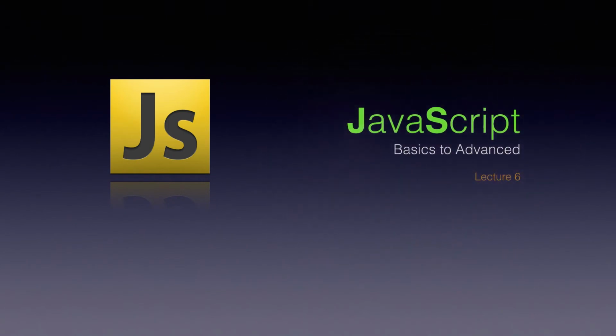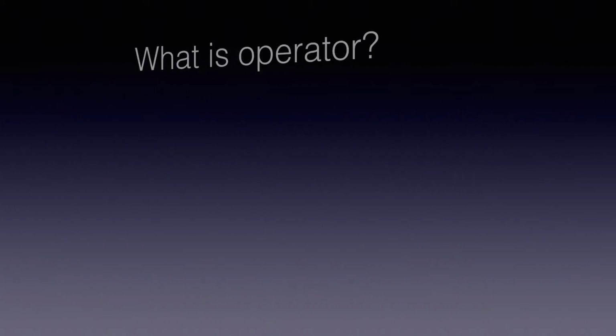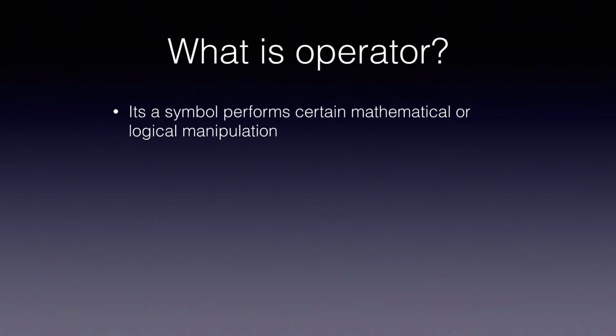In the last video, we have just played with variables and data types. Now we are going to learn JavaScript operators. What is an operator? We already discussed it. An operator is a symbol that tells the computer to perform certain mathematical or logical manipulations.